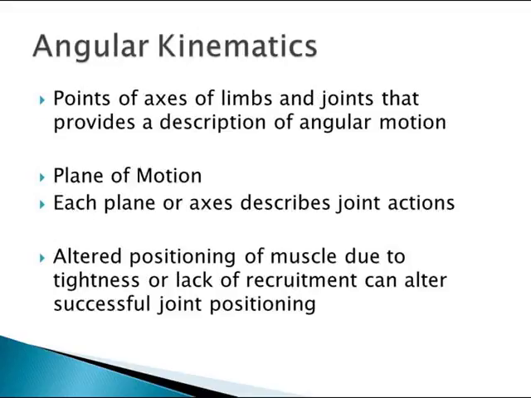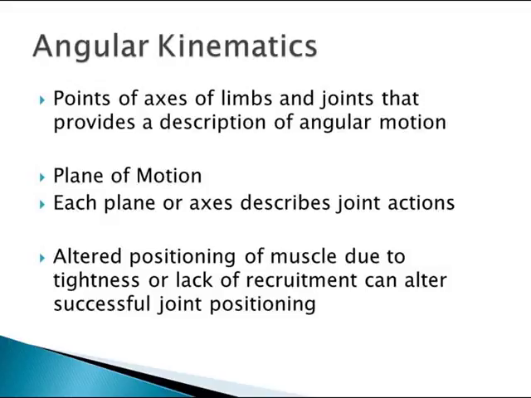Angular kinematics deal with the axes of the limbs and joints, which provide the description of angular motion. Planes of motion become relevant when dealing with angular kinematics, because altering the positioning of the muscle due to specific tightness or lack of recruitment can alter the success of the joint positioning. So it becomes imperative that we activate specific muscles and stretch certain muscles so that limbs and joints can get in better sprinting positions.